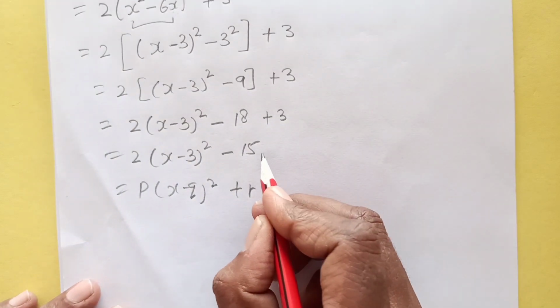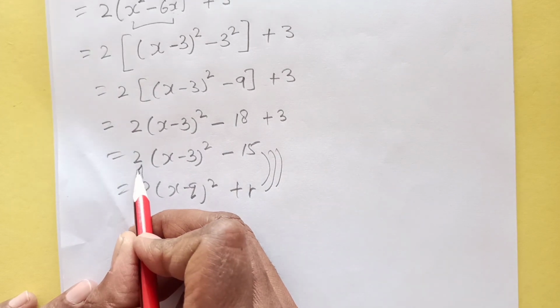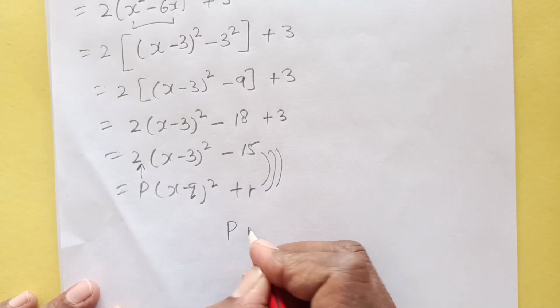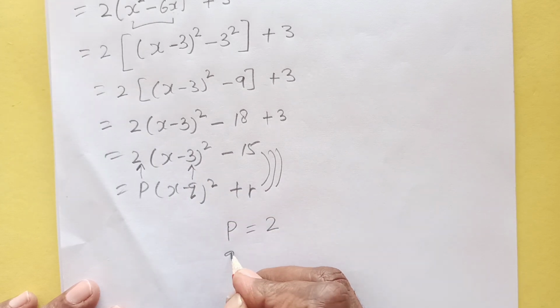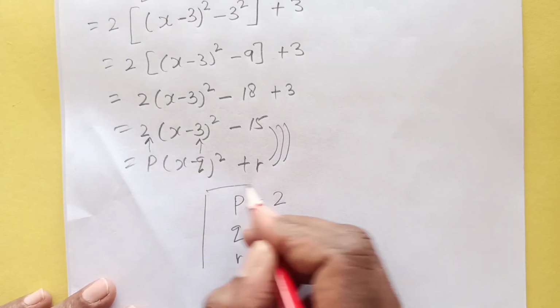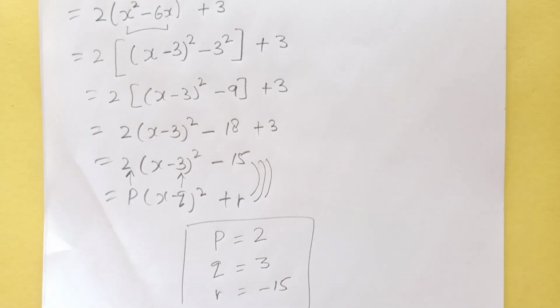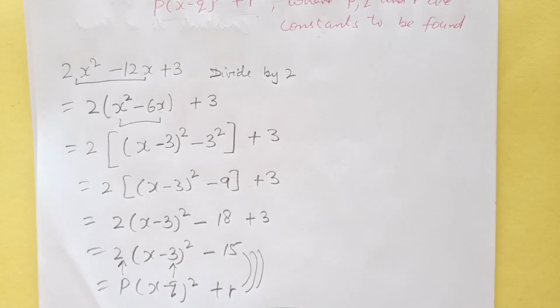See, we have a similar form here, so that gives us the value of p as 2, the value of q as 3, and the value of r as negative 50. So that's it. You see, if you use this formula, how much simpler you can do the calculations.